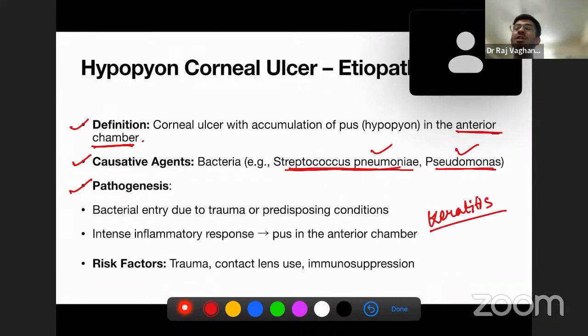So if you're having any keratitis, that means the cornea has been inflamed, and in response to the inflammation, there can be the formation of pus in the anterior chamber. Okay, in response to that inflammation, there can be pus in the anterior chamber, which will be called hypopyon. Hypopyon, right? Okay. So we've discussed pathogenesis.